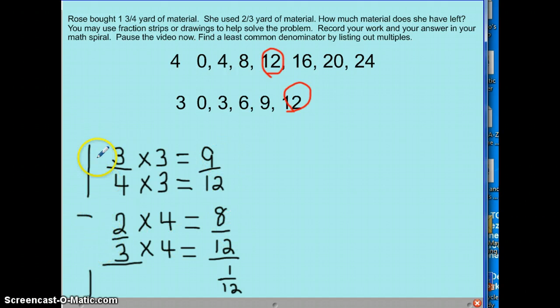Remember what I said about the whole numbers. Don't worry about them. Then 9 minus 8 is 1. And then you put 12 because you have like fractions. So 1/12 here. Then I come over, 1 minus 0 is 1. So my whole answer is 1 and 1/12. I'll put them together. Don't forget to go back for the whole numbers.